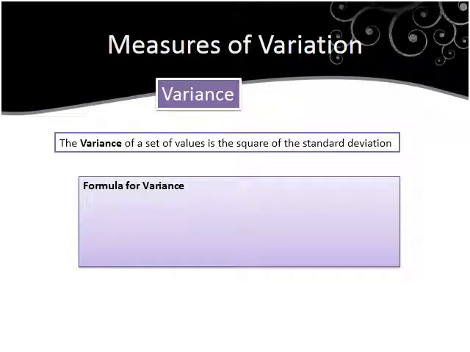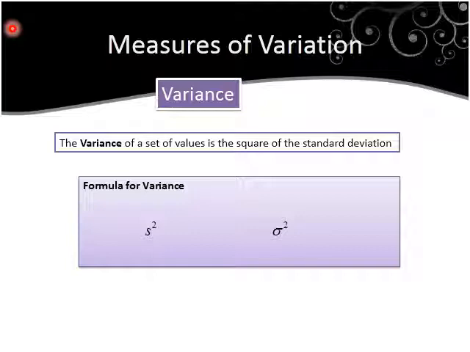Another measure of variation is what we call variance. A variance is almost the same thing as the standard deviation. It's simply the standard deviation but squared. So all that means is when we're calculating standard deviation, if we didn't take the square root of it, we'd have this measure called variance.